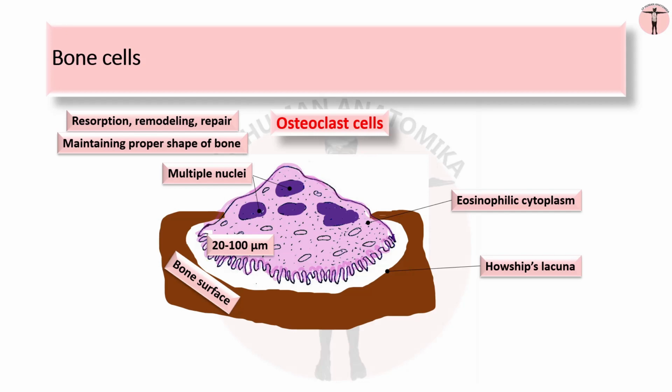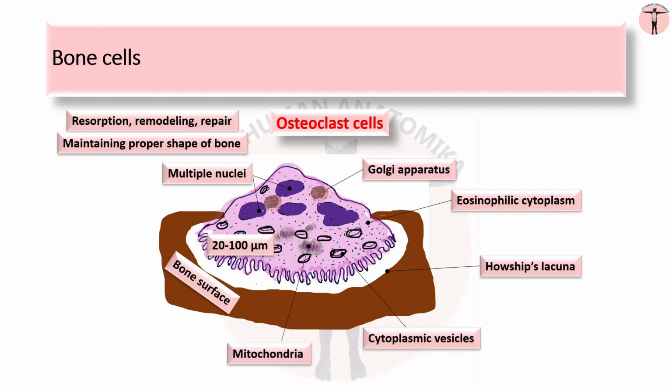The cytoplasm is acidophilic, containing Golgi apparatus, numerous mitochondria, and numerous cytoplasmic vesicles or lysosomes filled with acid phosphatase and other hydrolytic enzymes. At sites of bone resorption, the surface of the osteoclast shows many folds called ruffled membrane, produced by numerous microvilli which abut on the bone surface.